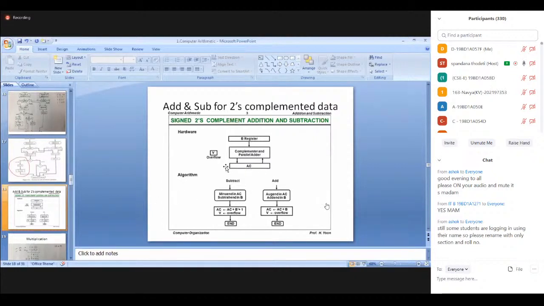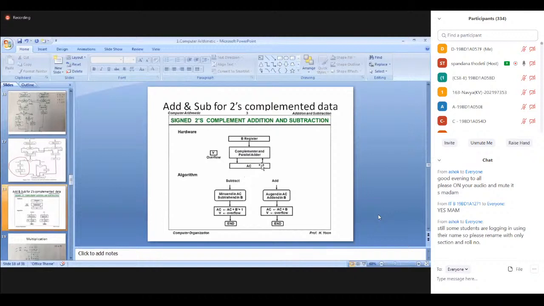What is this AC? This AC is your accumulator. It is equivalent to your A register. If I am performing A plus B or A minus B, one data, the addend, will be stored in the A register, and the other will be stored in the B register. I am using this A as an accumulator. Why? Because I am performing A equal to A plus B or A equal to A minus B. Whatever the operation you are performing, you are storing the result in A. So, you can call the register A an accumulator. Therefore, the 2 registers required are the B register as well as the accumulator.